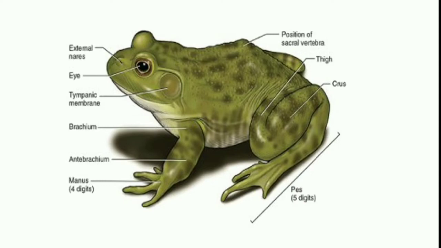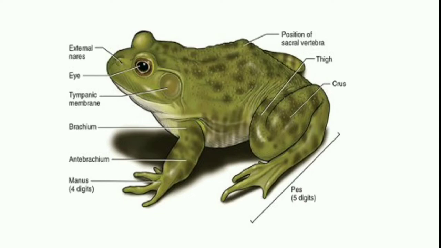Let me tell you, each eye is covered by three eyelids. Upper eyelid, which is immovable, lower eyelid, which is slightly movable, and a nictitating membrane, or third eyelid, which is freely movable. Let me tell you, this third eyelid protects frog's eye underwater and even on the land from dust or other particles. So each eye has three eyelids, upper eyelid, lower eyelid, and a third eyelid or nictitating membrane.